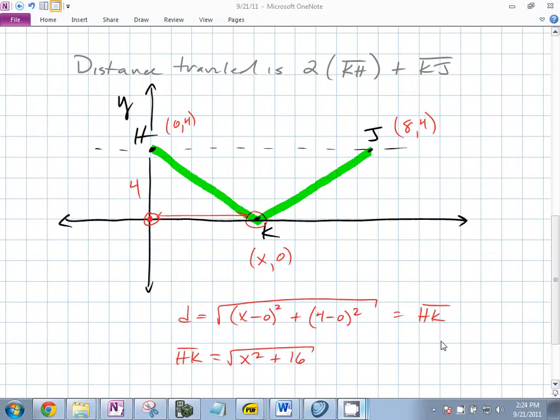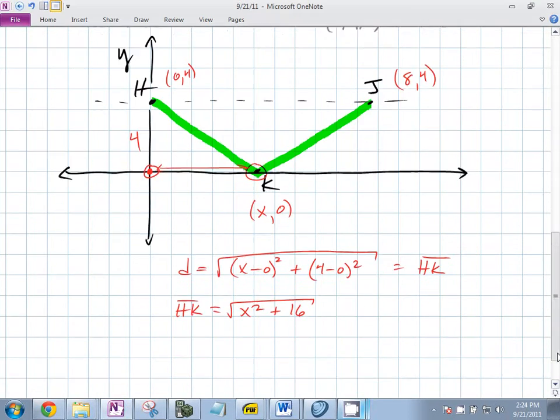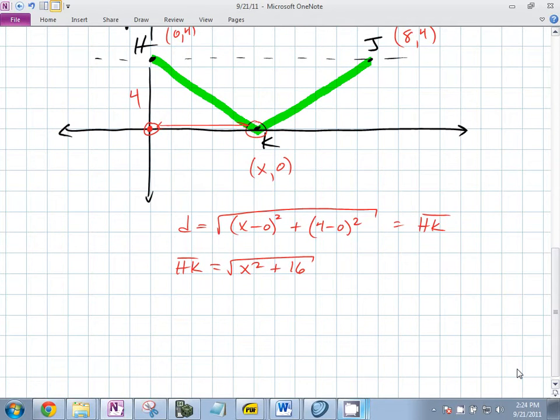Luke, can I ask if K was halfway between? We don't know. That's what we're trying to figure out. We're trying to find out where K is going to be to minimize this overall distance. So that's the distance from H to K. So what would we want to find out next? The distance from J to K, exactly.